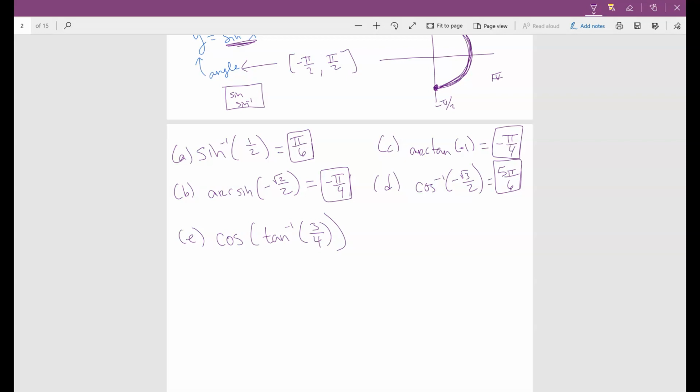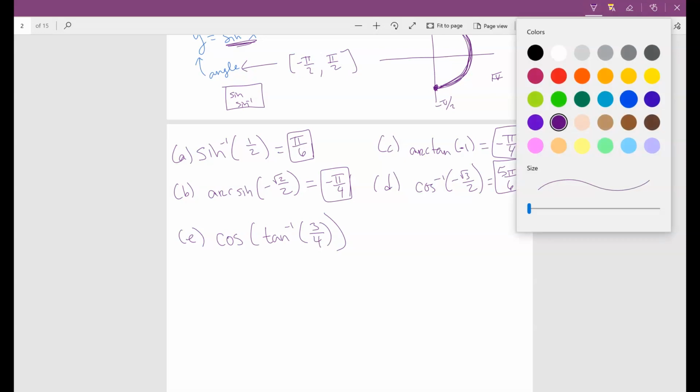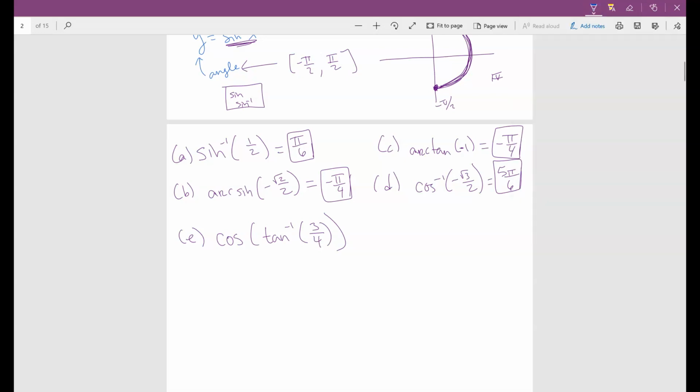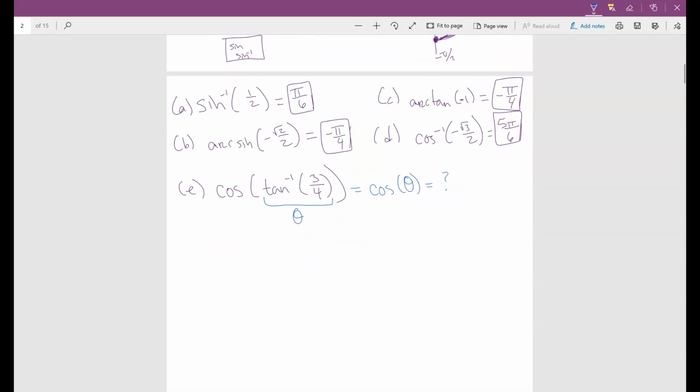If you think about how to do this by hand, let's think about the inside. The tangent inverse is just going to give me an angle. So I'm going to say that angle is theta. Basically, I'm going to substitute this entire thing with theta. So this is going to be cosine of theta, whatever that may be. I don't know what that is. Now theta was equal to this inside part, tangent inverse of 3/4.